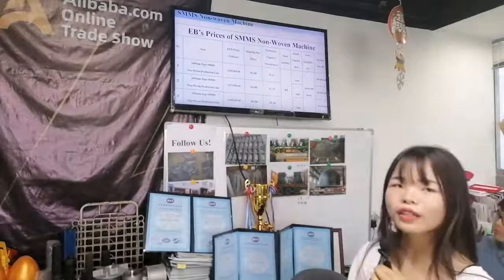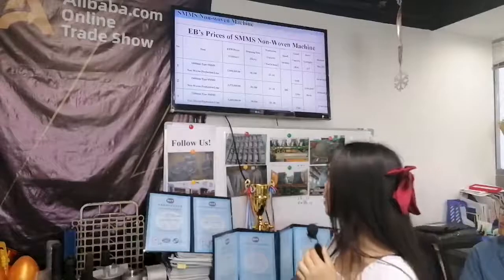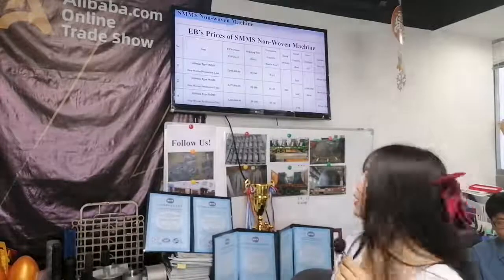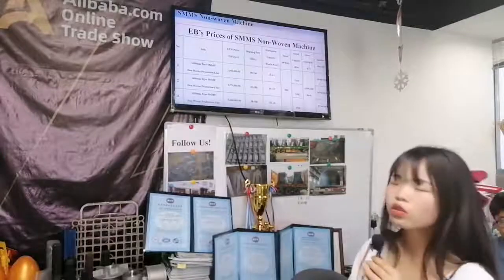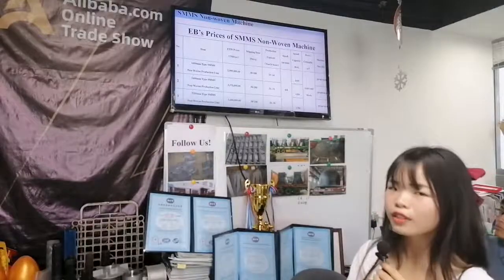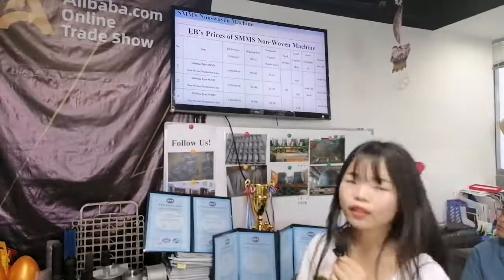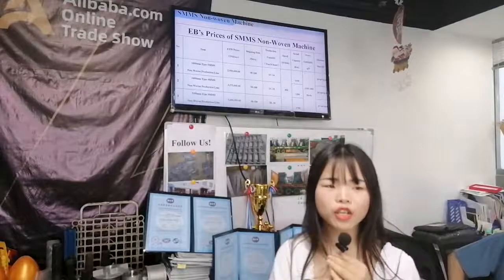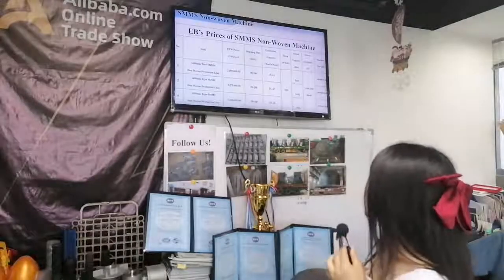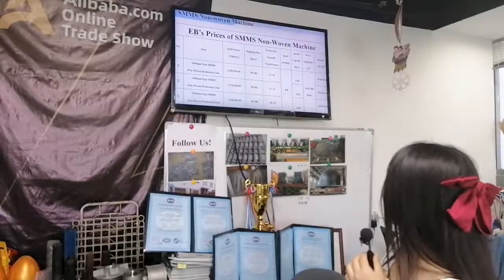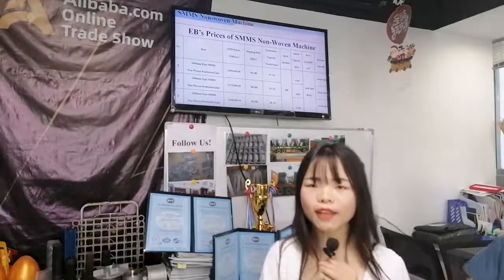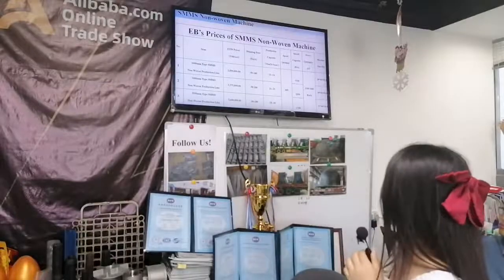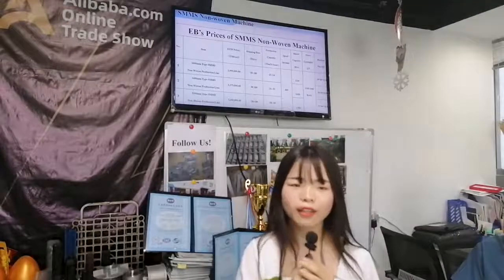Type 2 is the 2400 type SMMS non-woven production line. This product price is 327 and 3 million. Ship date is 19 to 118 days. Install capacity is 1,350. This product's machine size is 20 and 14 and 10.5.